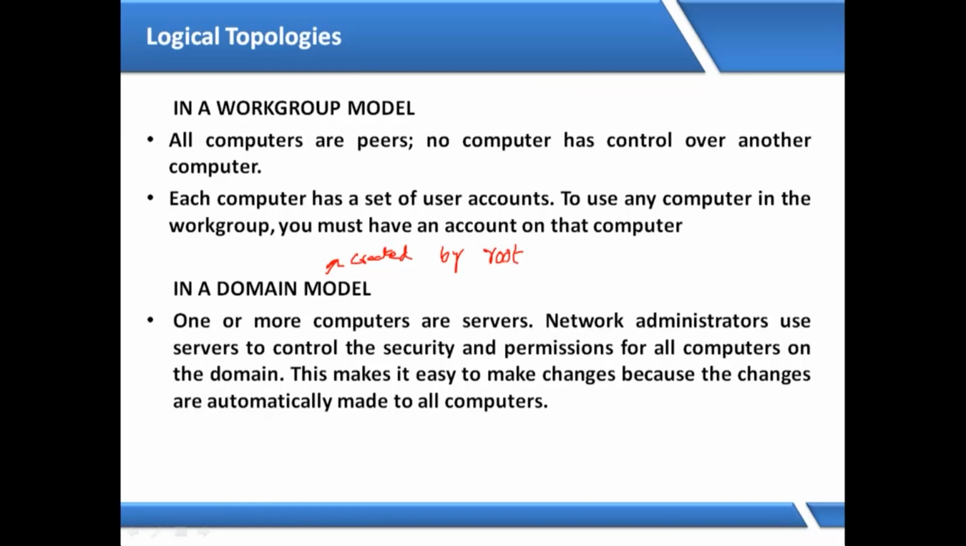So the domain model is created by the root, who is the administrator, by configuring or making a server. At least one machine we have to make a server. That server is called a DC. Using this DC or server, we can control and manage all the users and computers by applying permissions through which we can provide security as well as sharing. So why is the domain model used everywhere in companies? Because in domain model, if you make any changes on the server, that change will be applied to all the computers.